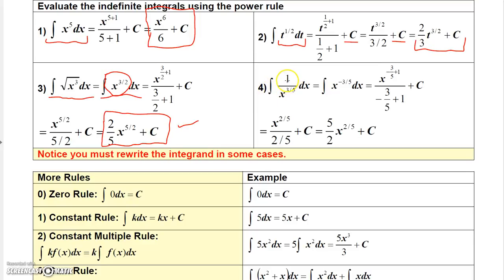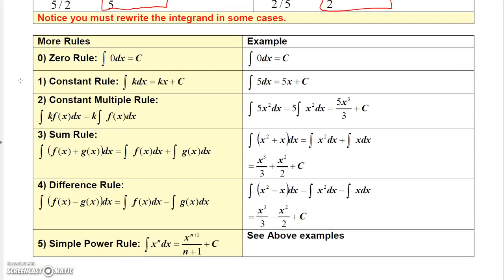Okay, so here's another one. I have 1 over x to the 3/5. Well, I can write that as the integral of x to the negative 3/5 dx. Well, then if I apply the power rule, that would be x to the negative 3/5 plus 1 over negative 3/5 plus 1. Well, negative 3/5 plus 1 is 2/5, so I have x to the 2/5 divided by 2/5 plus a constant, and then dividing by 2/5 is the same as multiplying by 5/2. So I'd have 5/2 times x to the 2/5 plus a constant. Now, there are some more rules.